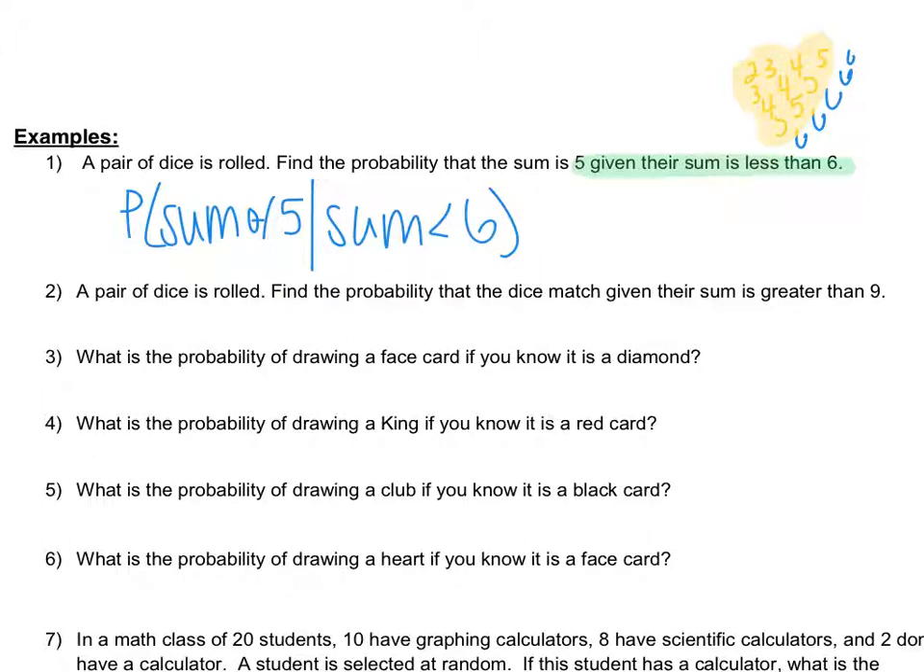So how many total outcomes am I down to now? Okay, hopefully you see that there are 10. And out of that 10, how many are a sum of 5? Well, that would be 4. So that reduces to 2/5. Okay. So it just allows us, once again, to take a big list and cut the numbers down.